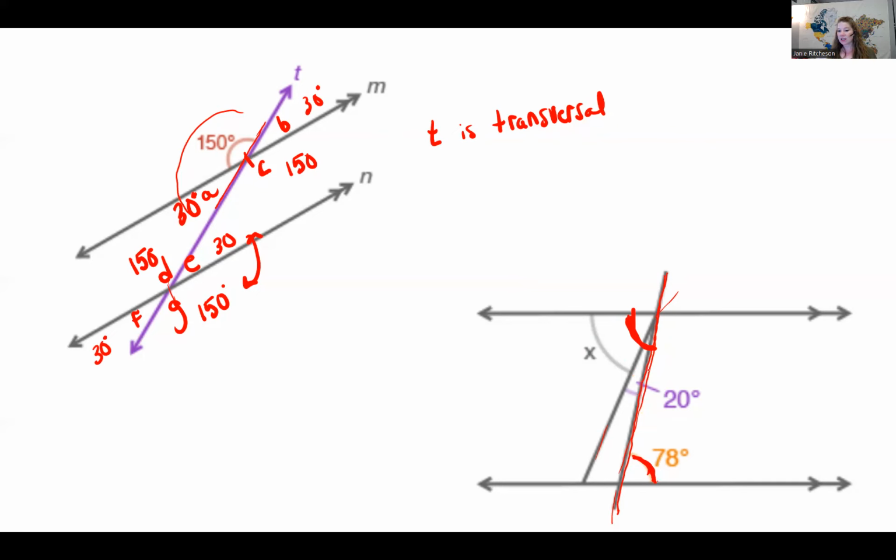Do you understand? So since this little section right here is 20 degrees, it means the rest of this, or angle X, would have to be what? Would have to be 58 degrees. Okay, because this and this whole angle are alternate interior angles and they're congruent. So 78 has got to be equal to this section that's 20 degrees plus X. So if I want to solve for X, I'm going to subtract 20 from both sides. And that tells me that X is 58 degrees.